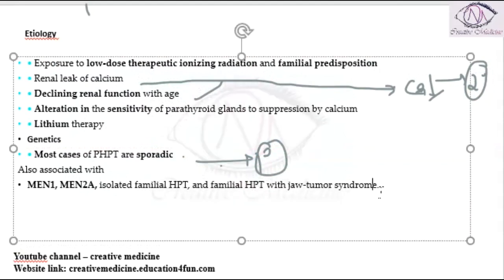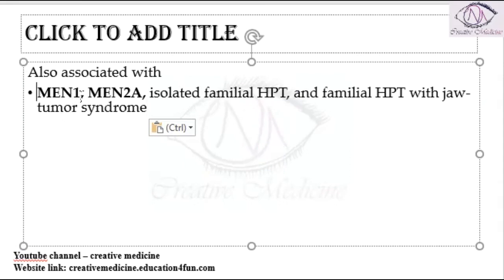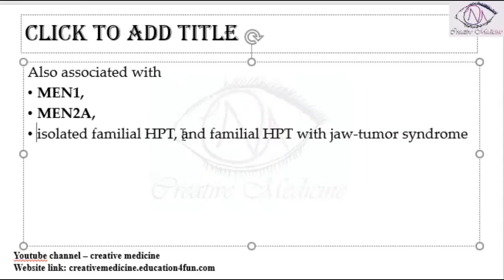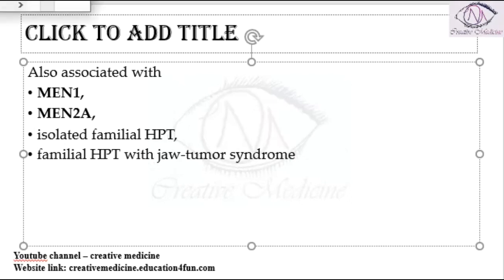This hyperparathyroidism is also associated with the following syndromes. It is associated with MEN 1 syndrome, MEN 2A. It is associated with isolated familial hyperparathyroidism, and it is also associated with familial hyperparathyroidism with jaw tumor syndrome.